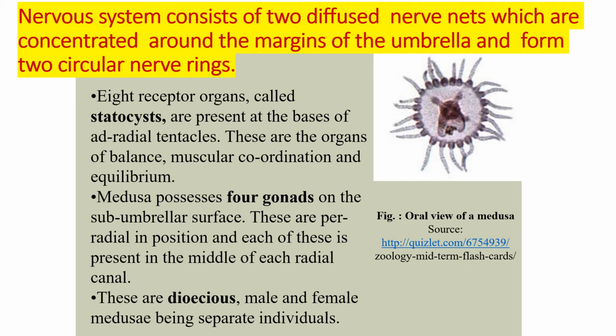Medusa possesses 4 gonads on the subumbellar surface. These are perradial in position, and each of these is present in the middle of each radial canal. These are dioecious. Male and female medusa are separate individuals.